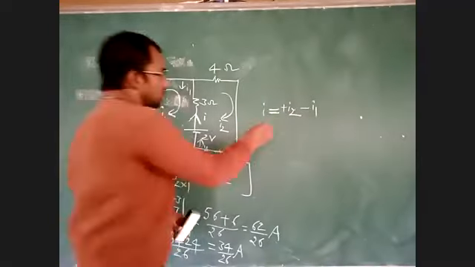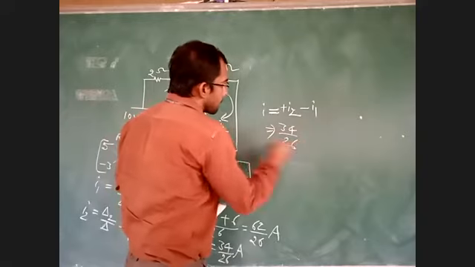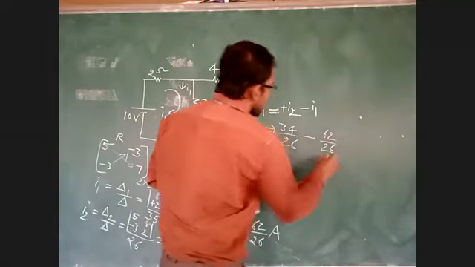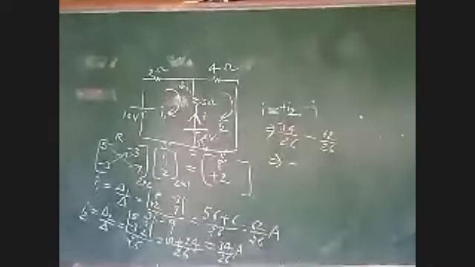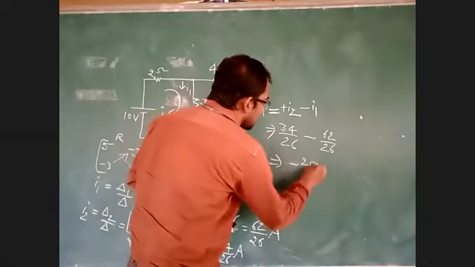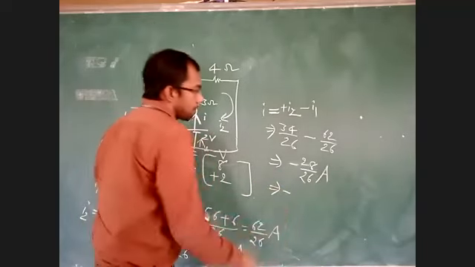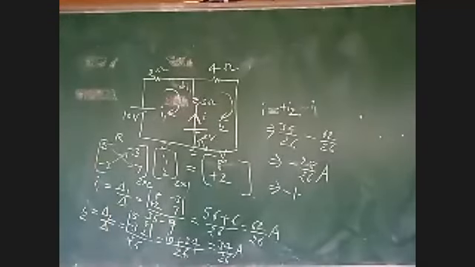Okay. Now I2 is 34 by 26 minus 62 by 26. What is the difference? 62 minus 34 is 28. Minus 28. Okay, 28 by 26 ampere. In decimal value, what is this? 28 by 26 is 1.07.